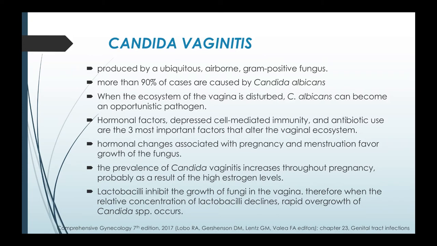Hormonal changes associated with pregnancy and menstruation favor the growth of the fungus. The prevalence of Candida vaginitis increases throughout pregnancy, probably as a result of high estrogen levels. Lactobacilli inhibit the growth of fungi in the vagina, and therefore, when the relative concentration of lactobacilli declines, there is rapid overgrowth of Candida species.